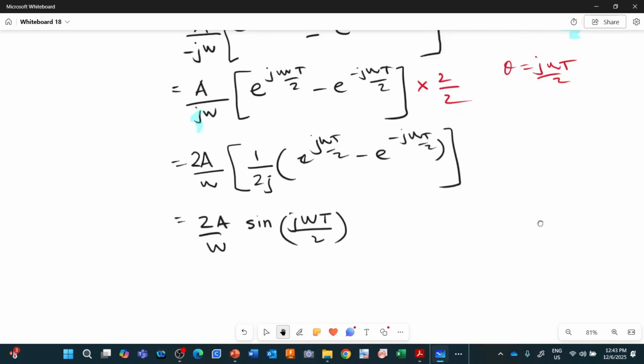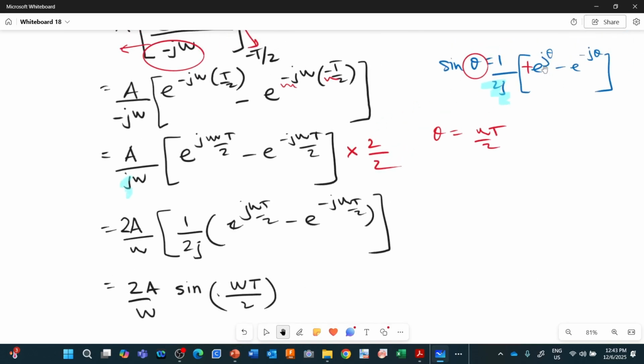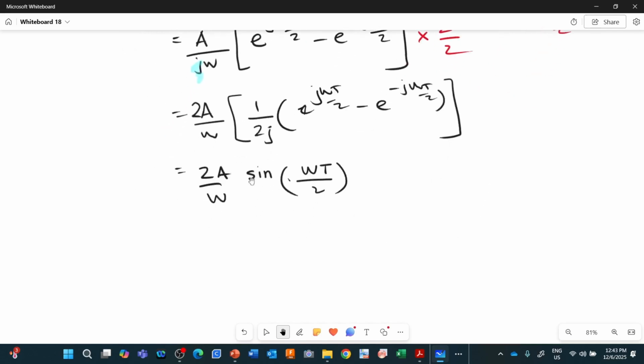Why have J? Okay, you were asking about this one? Right, I made the mistake. Okay, no J. This one is theta, right? Not including J. I wrote it wrongly, so you are correct. Anyone else want to correct me? No? Okay, so he's correct. In the end, you get 2A over omega sine omega T over 2.